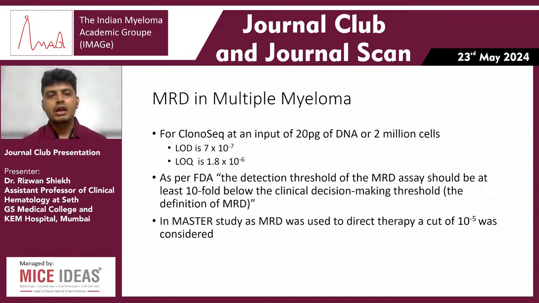However, in the MASTER study, they have used a cutoff of 10⁻⁵, just because this was the first trial wherein they were using MRD to actually change and decide the therapy. So it was a crucial decision. So they tended to use 10⁻⁷ just to have more accuracy and precision.